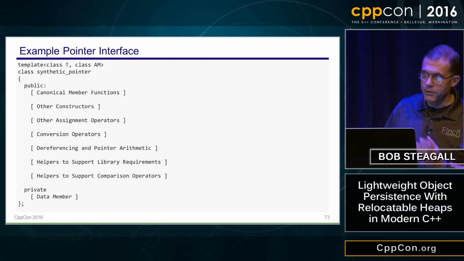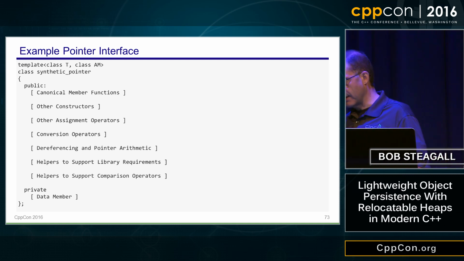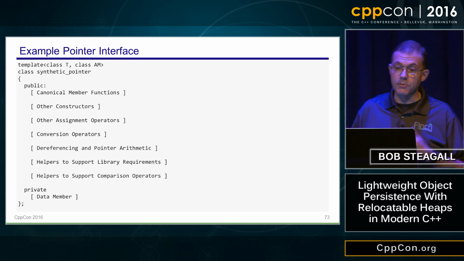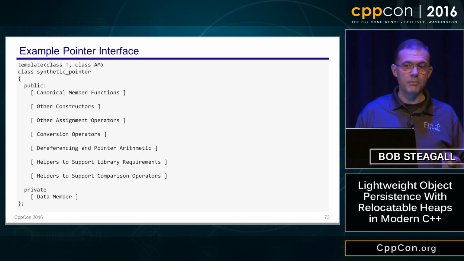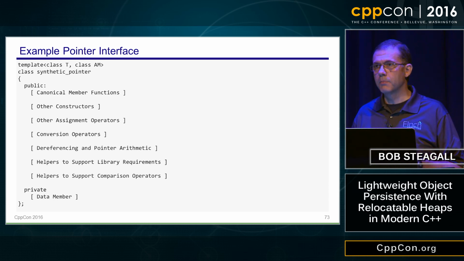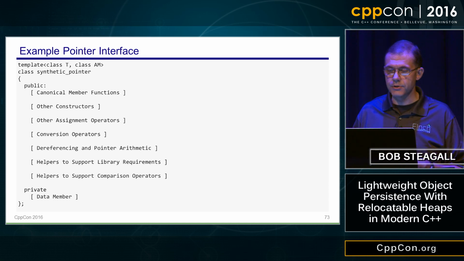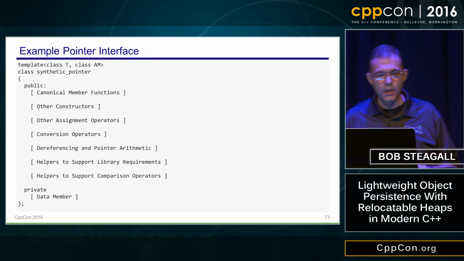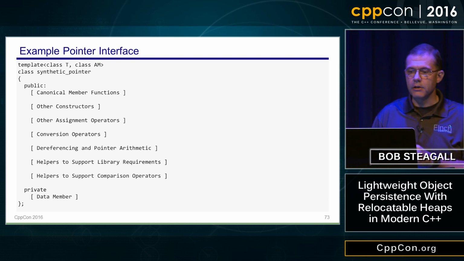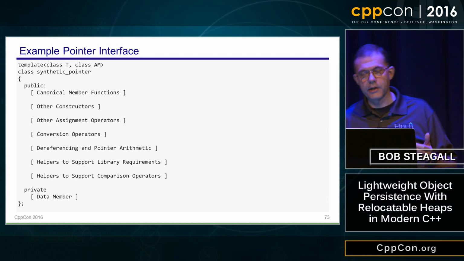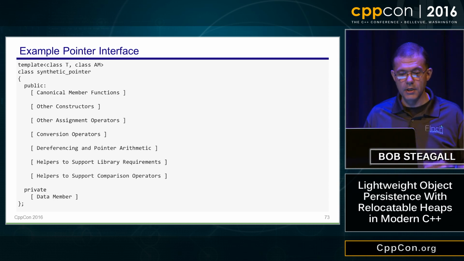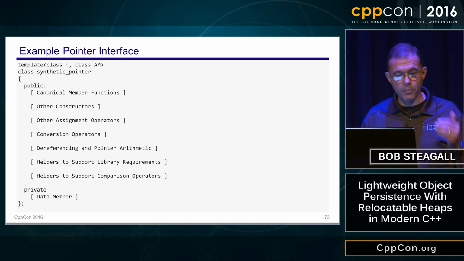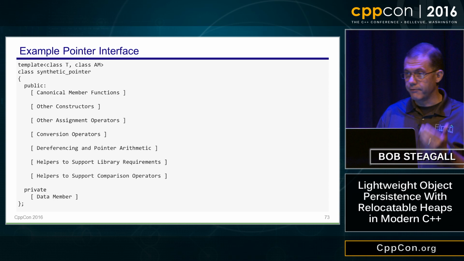Okay. The third important type, and probably the most complex type, at least in terms of interface, is the pointer interface type. Most of that complexity in the interface comes from a desire to mimic ordinary pointers. We cannot do a perfect job of that, but we can get reasonably close enough to implement containers. I've provided an outline here of the various sections that we'll touch on: canonical member functions, other constructors, other assignment operators, conversion operators, dereferencing and pointer arithmetic, helpers to support library requirements, helpers to support comparison operators, and finally, our data member.